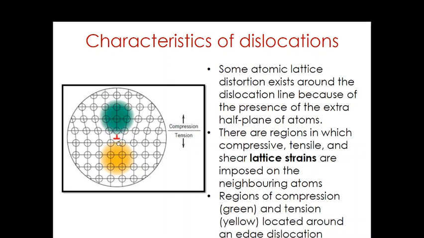Directly below the half plane, the effect is just the opposite. Lattice atoms sustain an imposed tensile strain, which is shown in this particular figure. As you can see, shear strain also exists in the vicinity of the edge dislocation line.